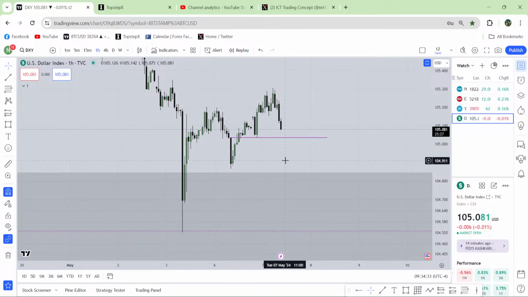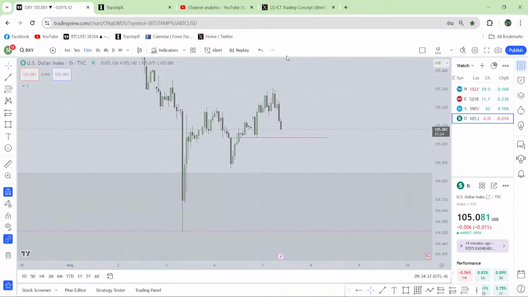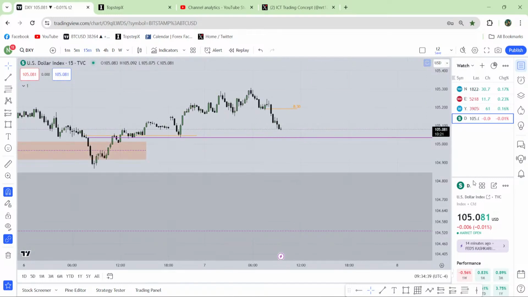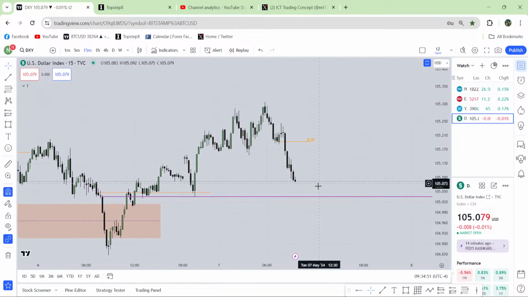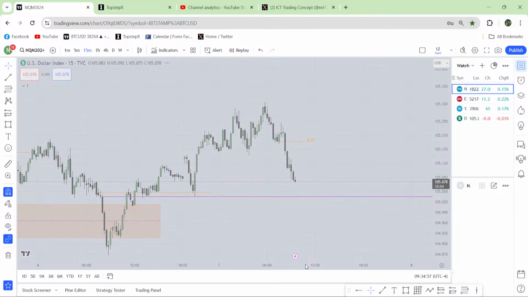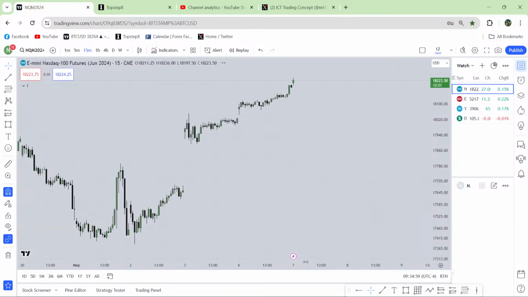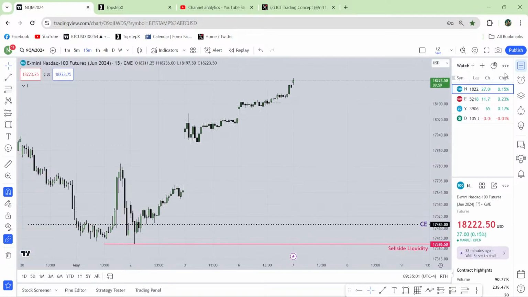If it keeps going lower, Nasdaq will keep going higher. But I am thinking that this will keep going higher. Right now it is trading the last parabolic from the 15-minute chart over here. See this last parabolic from the 15-minute chart. This is the perfect place for reversing. So the market should reverse and keep going higher for the dollar index. If it keeps going lower, then Nasdaq will be very bullish.